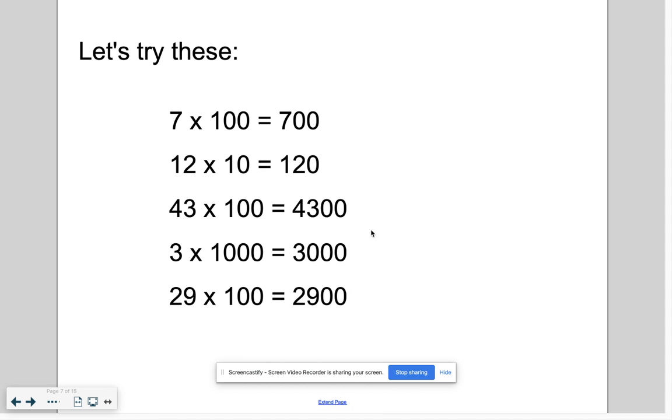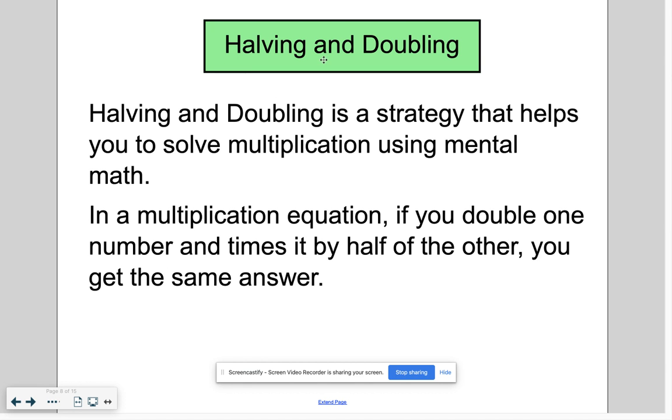I think most of you are going to find these pretty straightforward. I'm going to give you a few of those for homework, and I think you'll probably get them. You'll probably find that pretty easy. The next strategy is a little more complicated, and it is called halving and doubling. And this is how it works. Halving and doubling is a strategy that helps you to solve multiplication using mental math.